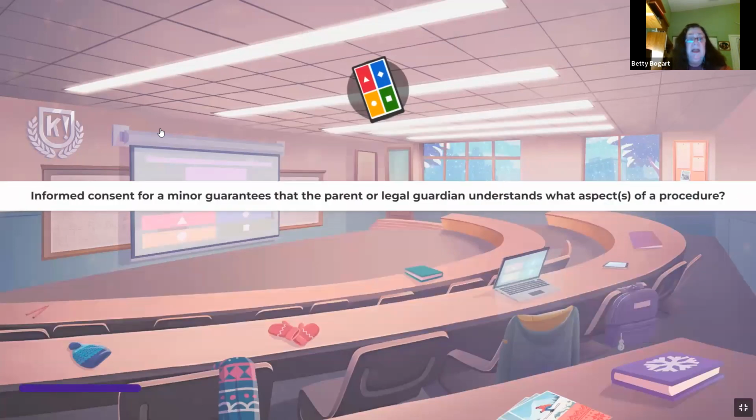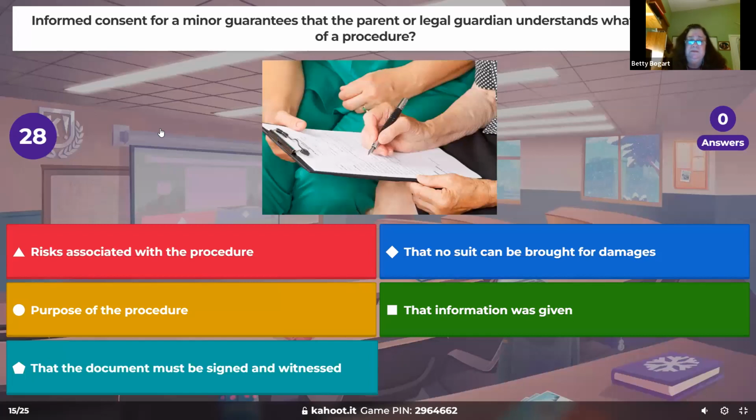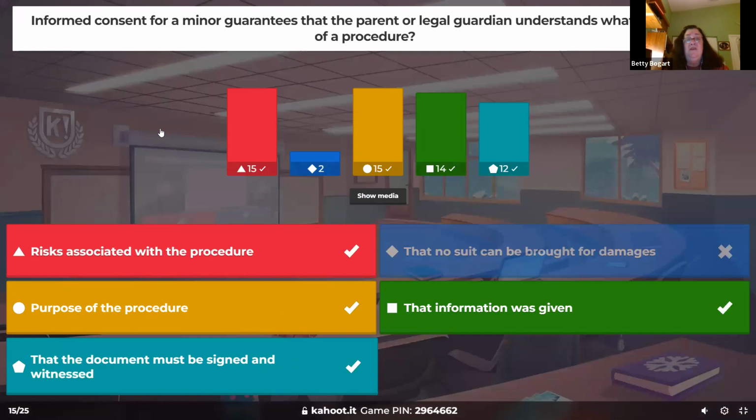I'll multi-select. Informed consent for a minor guarantees that the parent or legal guardian understands what aspects of a procedure. So informed consent means they've been informed. They've been informed about the risks, the purpose. Of course, it needs to be signed and witnessed, and that they got information. It does not guarantee that no suit can be brought for damages because there still can be malpractice that occurred. It's just telling you what's going to happen and the risks involved with it.